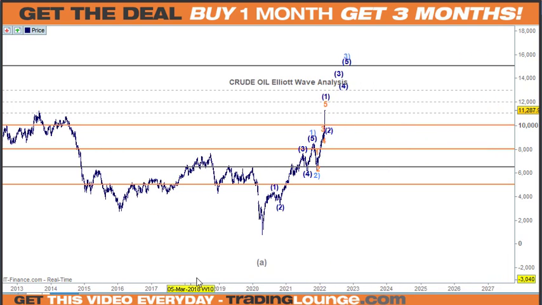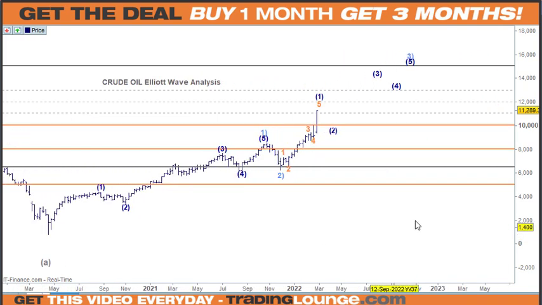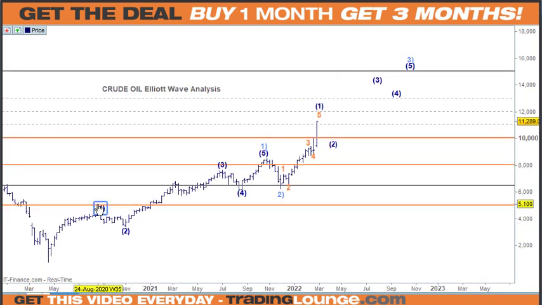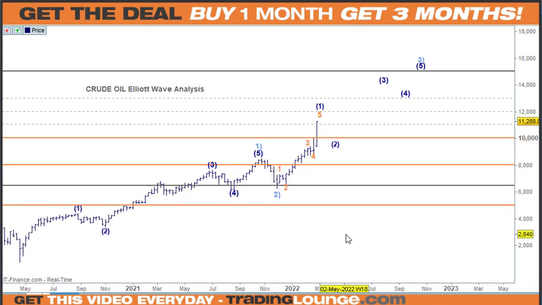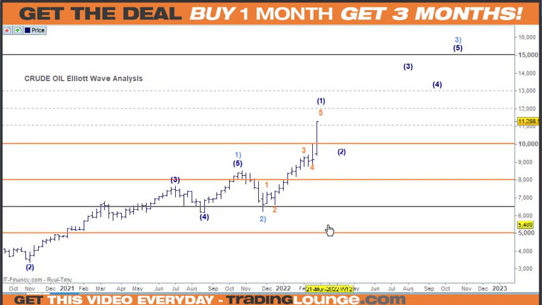This is the weekly chart. This is how I've been looking at it, in terms of 1 and 2 here, and 3 and 4 and 5, or 1 and 2 here. And then this can be counted in slightly different ways. I could count this up as 1 and 2 to this point, and then 1 and 2 here as well.